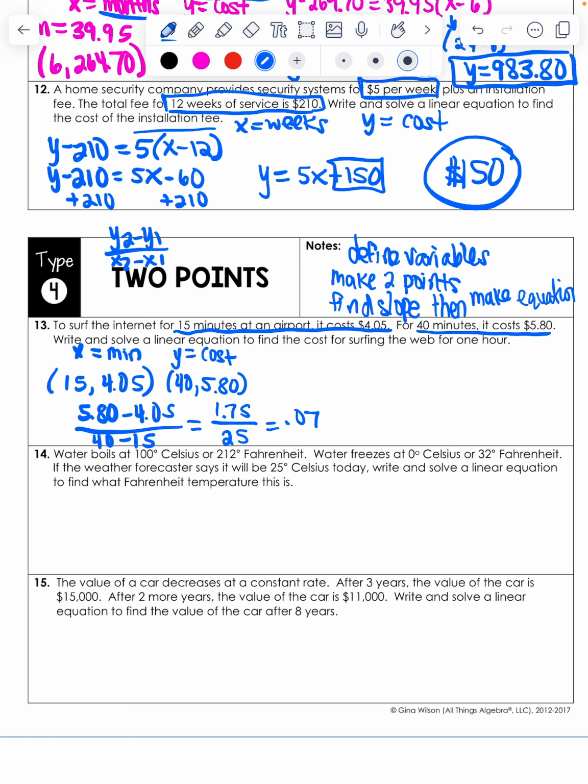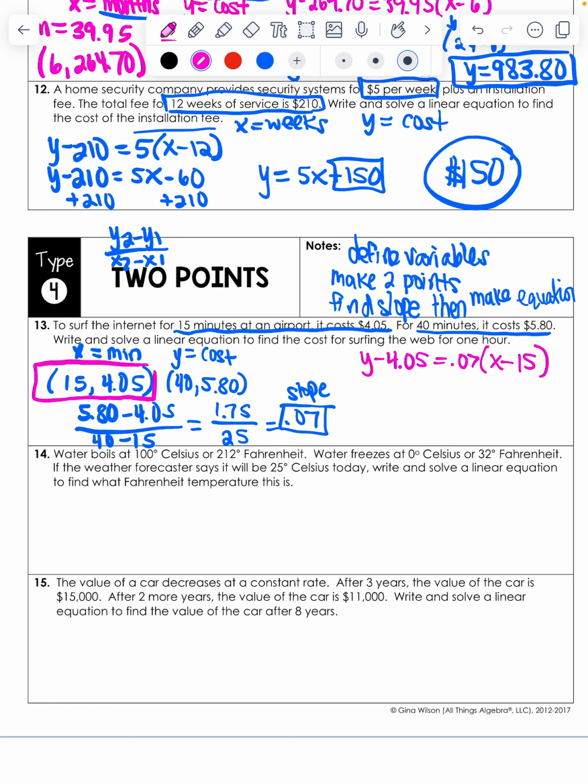Now, the question that they want us to answer is basically create a linear equation and then find the cost for surfing the web for an hour. So it doesn't say what type of equation to use. Now that we found the slope to be that, we might as well just use point slope form. I feel like that makes the most sense. So I'm going to use, and it doesn't matter which point you use, I'm just going to randomly use the first one. And I would get the equation y minus 4.05 equals the slope of 0.07 times x minus 15.